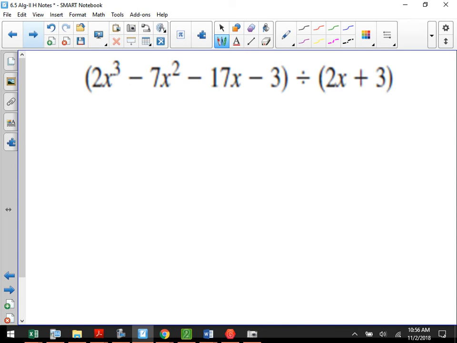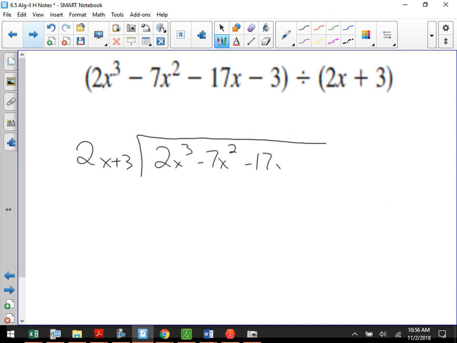Okay. So when we start this one, write it as 2x plus 3 into the cubic term. I have 4 pieces. I don't need a placeholder. 2x cubed plus 7x squared minus 17x minus 3. All right. Very good. You're ahead of me now.